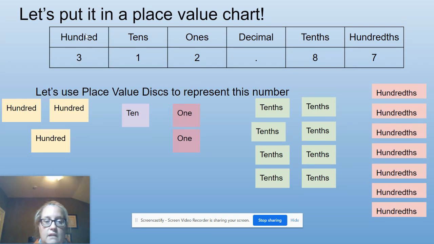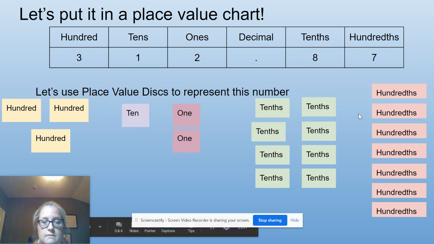Now I'm going to use place value discs to represent this number. So I said I had to have 3 hundreds. Well, here they are, 1, 2, 3. There's my 3 hundreds. I needed 1 ten. There's my 1 ten. I needed 2 ones, 1, 2. There they are. Now I have 8 tenths. So I needed 1, 2, 3, 4, 5, 6, 7, 8. There are my 8 tenths. And I needed 7 hundredths. 1, 2, 3, 4, 5, 6, 7.